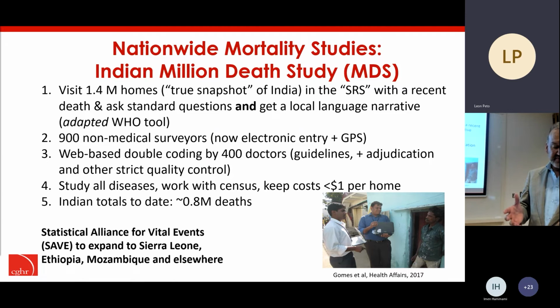And then at the end of the day or end of the week, the data are uploaded. And we have online 400 doctors coding, and they're strictly monitored in terms of what their guidelines are with adjudication. And the idea is to study all diseases, keep things really affordable. And currently we're at 800,000 deaths. A million deaths will be reached by next year after the disruption from the COVID, because the field work was disrupted.